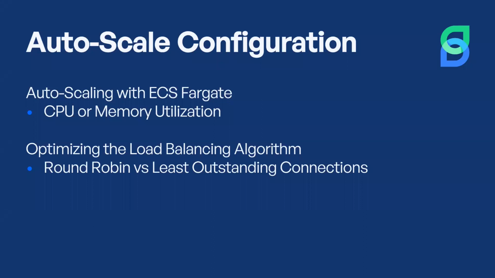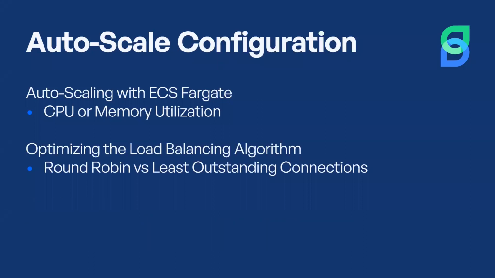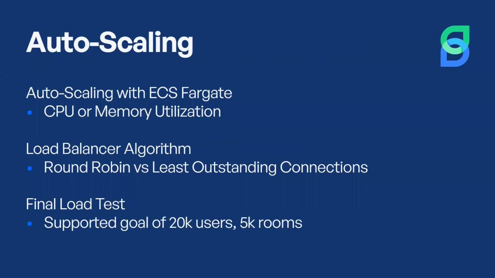We changed the routing algorithm to least outstanding connections. The new algorithm routes new clients to the WebSocket server that has the least number of users connected. Our final load testing reached our goal of handling 20K concurrent users over 5,000 rooms.